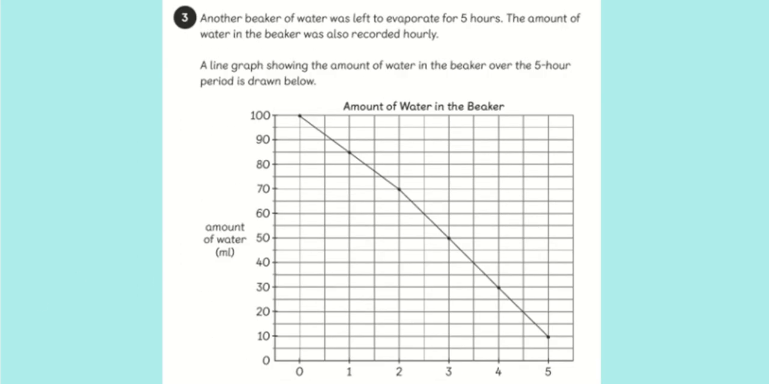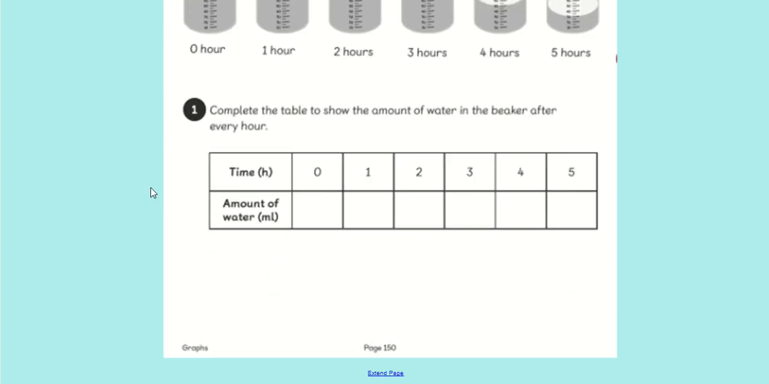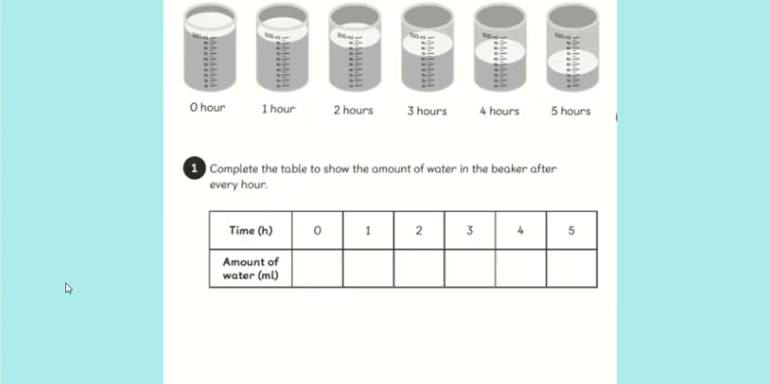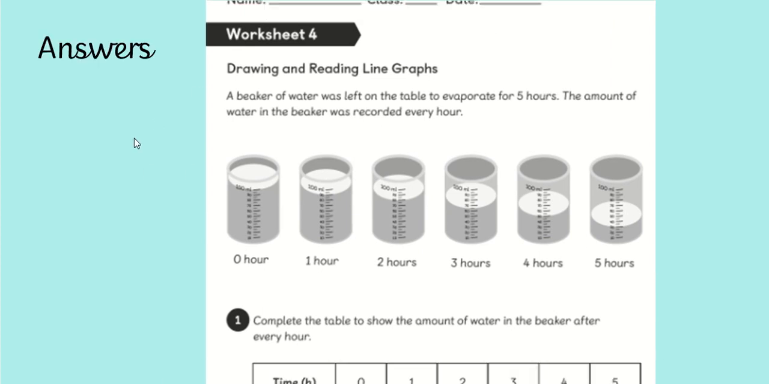Okay, so have a go in your workbook. It is worksheet 4 and it is page 150. Okay, have a go, pause the video and then come back for the answers. Okay, then you should have completed your worksheet now. Don't cheat and look at the answers before you've finished.